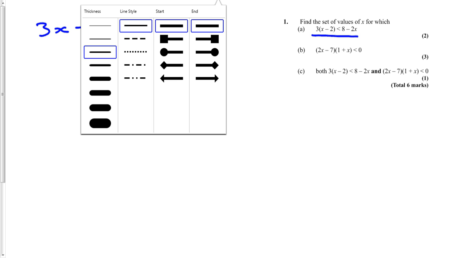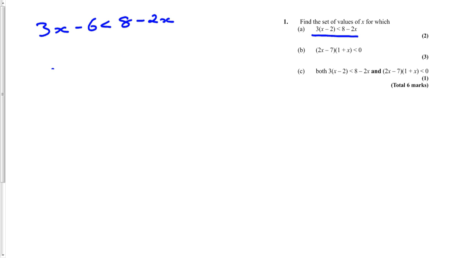The first question here is all about inequalities. So the first thing we're going to do with this is multiply out the brackets. So we get 3x minus 6 is less than 8 minus 2x. And the thing that's worth remembering whenever you do these sorts of questions is that every time you do something like multiply the set of brackets here, you usually get a mark.